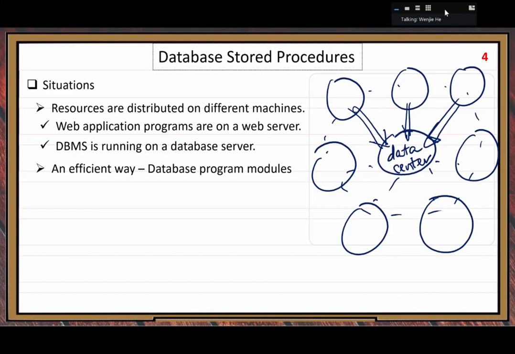In this situation, for those heavyweight or time-consuming data processing jobs, we want to use an efficient way to do it. The efficient way is to use database program modules, stored procedures. Each procedure we treat as a module, a data processing module. So one block of code does some specific time-consuming data processing.